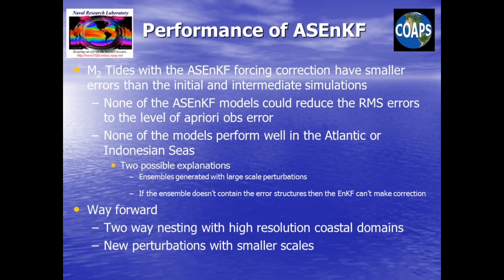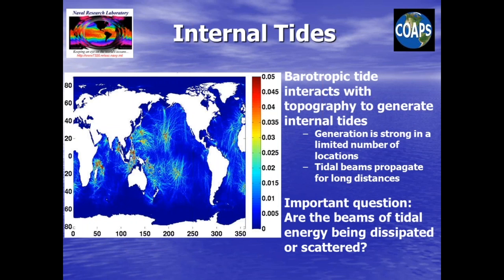Okay, so we're proceeding with two approaches to try to look at this. One of which is to look at putting nested domains in the areas where we have big errors to try to get a better solution locally. And the other is to generate a new set of perturbations which have smaller scales to represent the character of the errors that we've got. But that given, we can actually go ahead and use this model to look at what's happening in the ocean when I have the tides in concert with the global circulation.